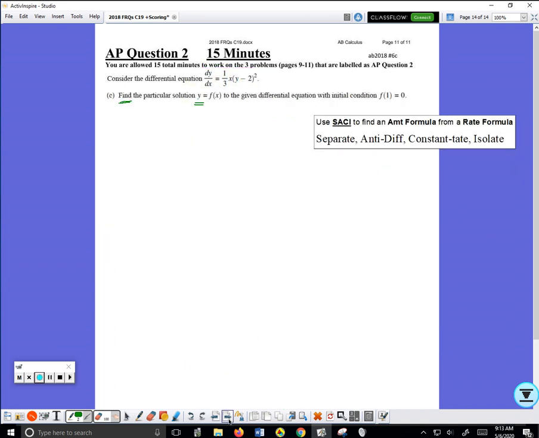So right here, find the particular solution to the given differential equation with this initial condition. They might try and trick you with a different initial condition, so make sure you note that. So now we use the SASE method. So we have dy over dx equals (1/3 x)(y minus 2) squared. First step is always the same. Multiply both sides by dx.